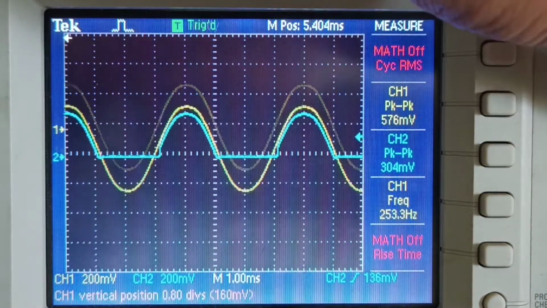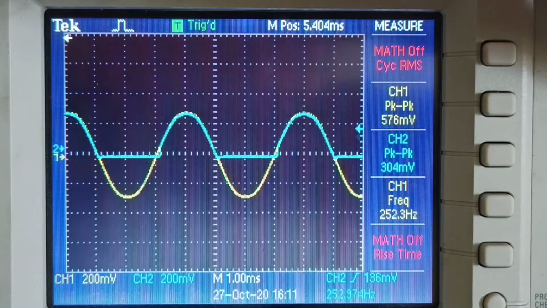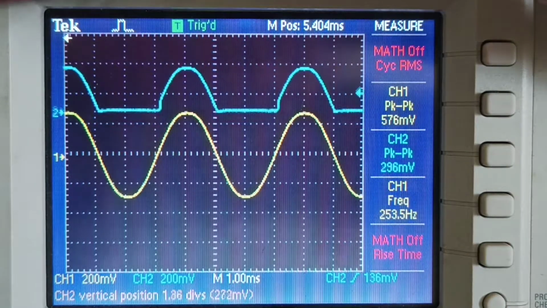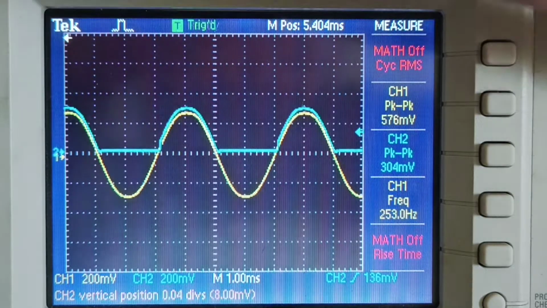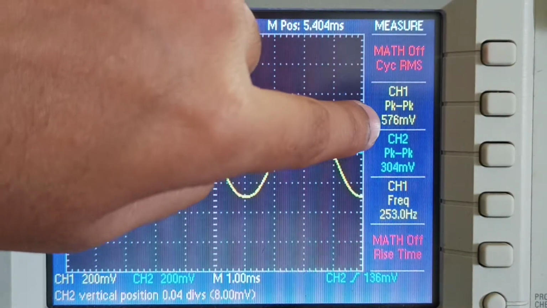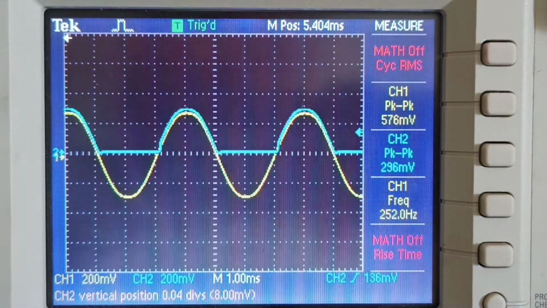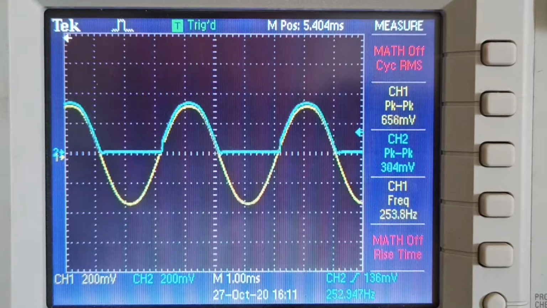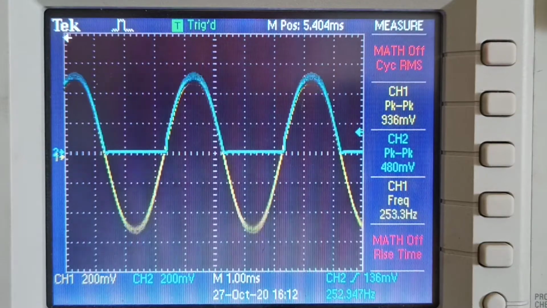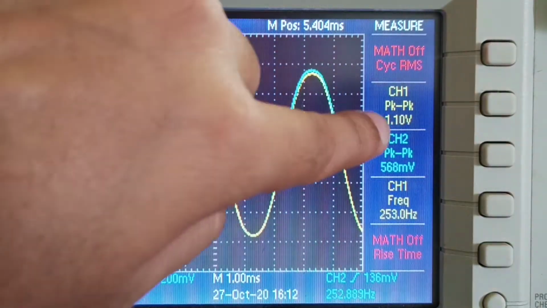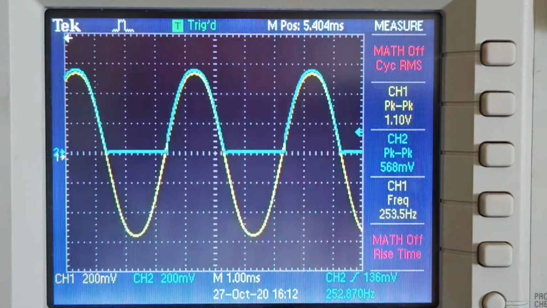This is your input, the yellow one, and if you see the output, this is the rectified output. We are getting the rectifier output. Now this value is less than 0.7 volt. If we increase the input, then also it is doing the rectification. Now we have made it 1.10 peak to peak.